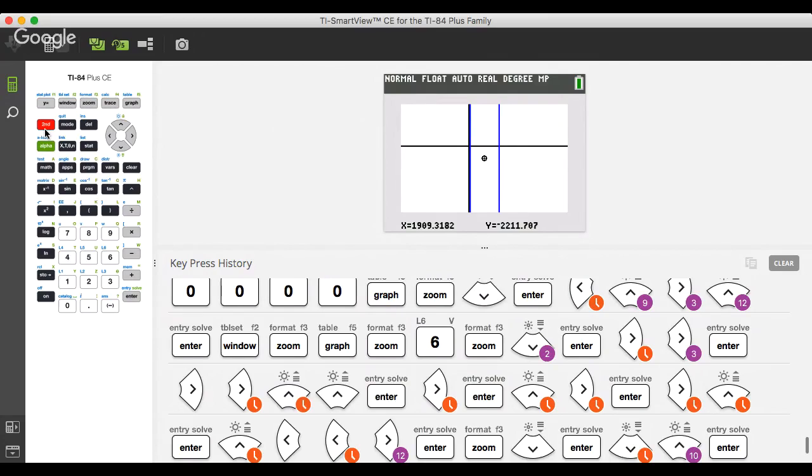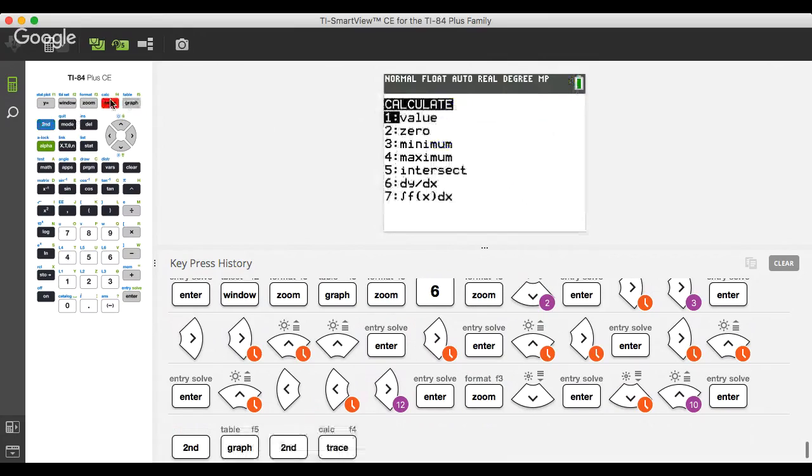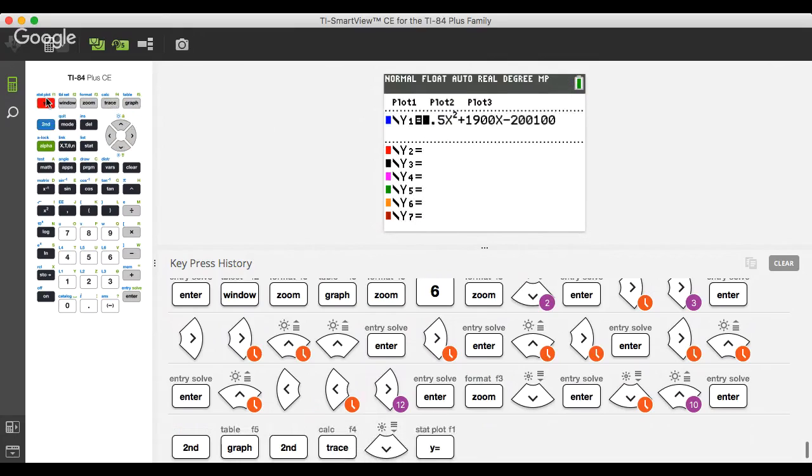So we can go to second trace. Your line is blue, it's kind of hard to see. Is it hard to see? I could change the color. Let me change the color here.